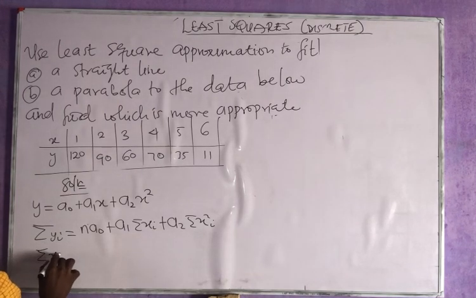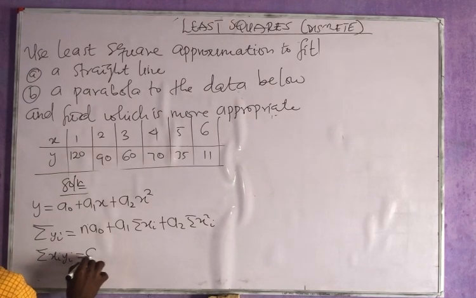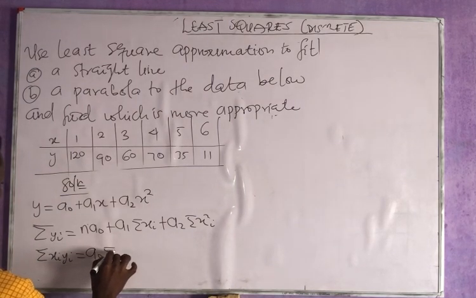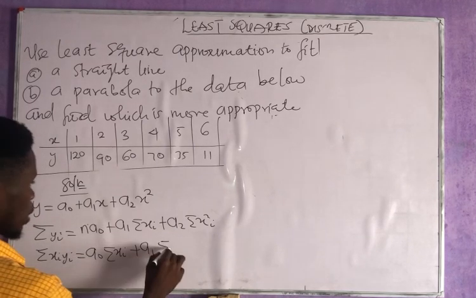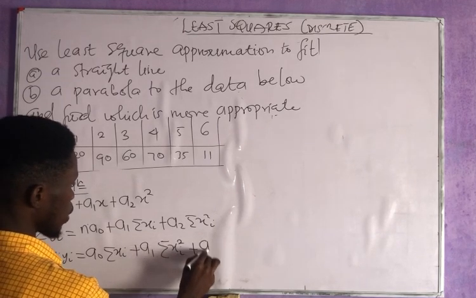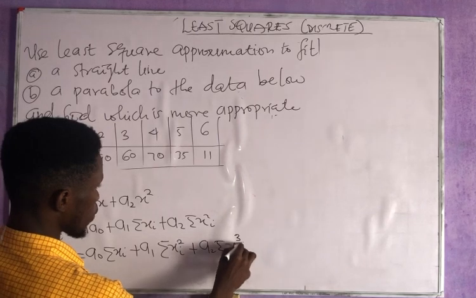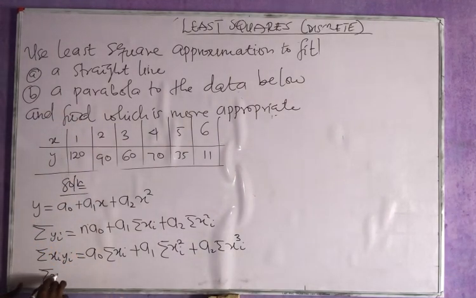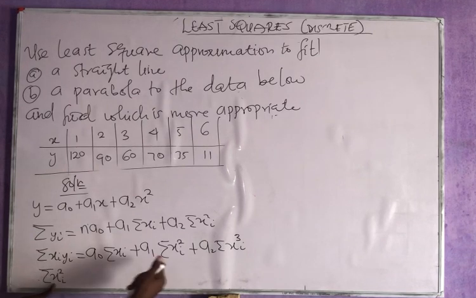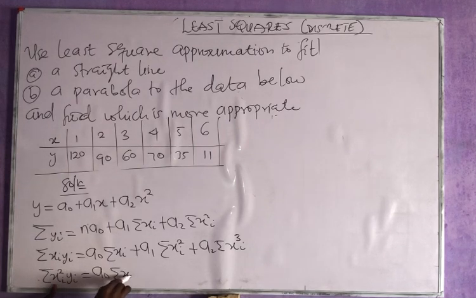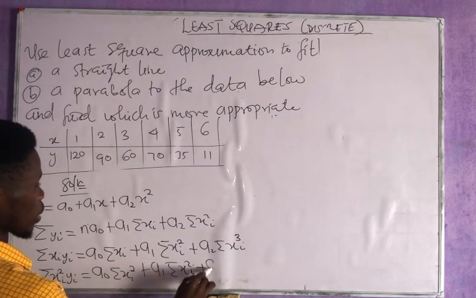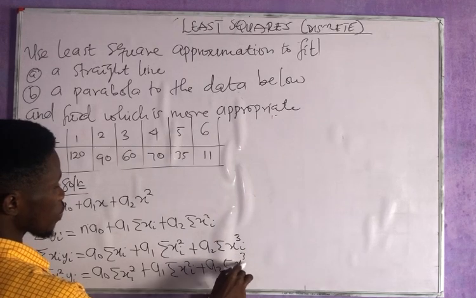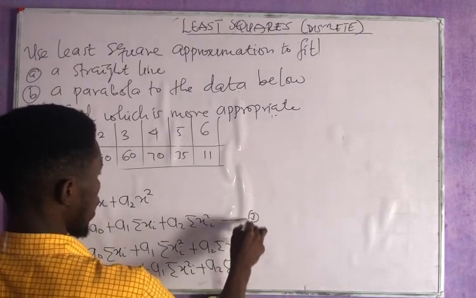And when you do that, xi yi equals a naught summation of xi plus a1 still here. So I'm just multiplying through by x. So xi squared plus a2 xi cubed. Another one, that will give you xi, but here it will be squared, because if you multiply through by x again, yi equals a naught summation of xi squared plus a1 summation of xi cubed plus a2 summation of xi to the power 4.